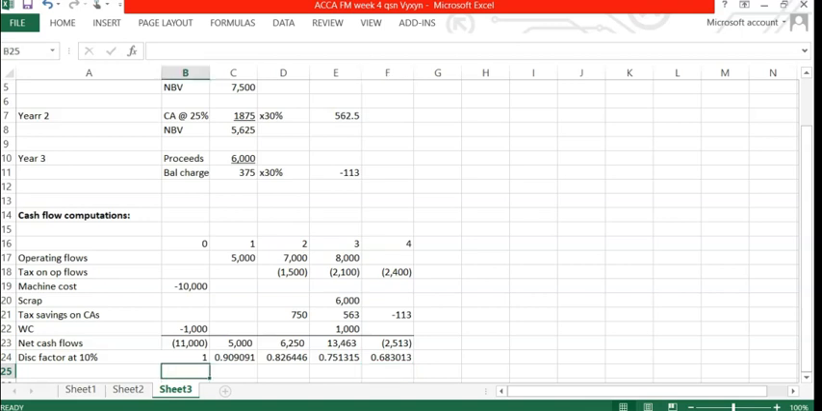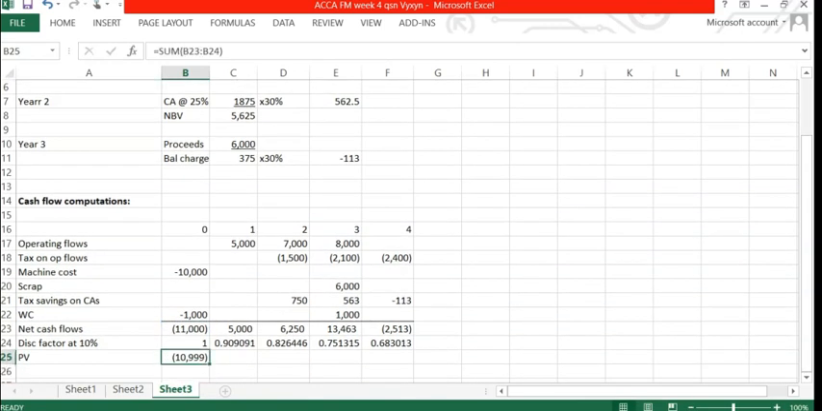Then the NPV part. This is your PV, your PVs. This is going to be equal sum, open bracket, this much multiplied by this much. Then we drag and see what's going on. Yes, those are our figures.